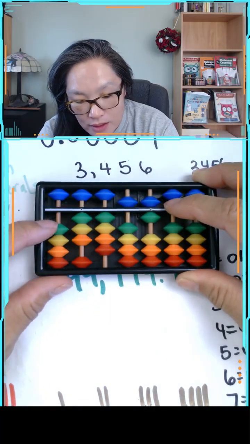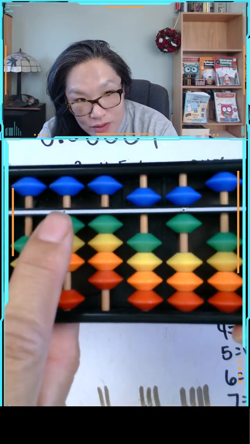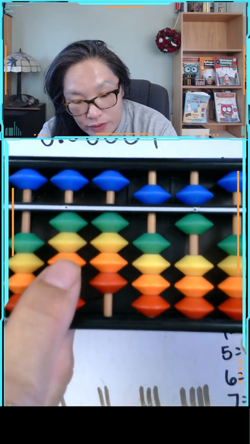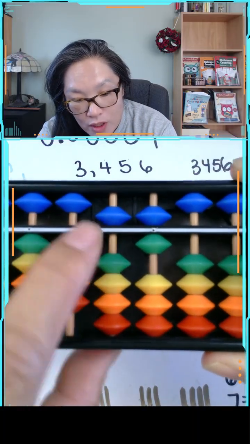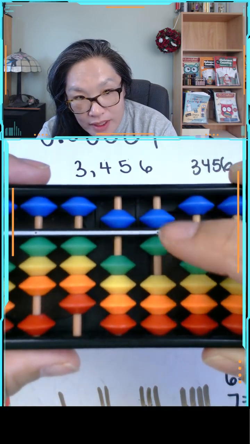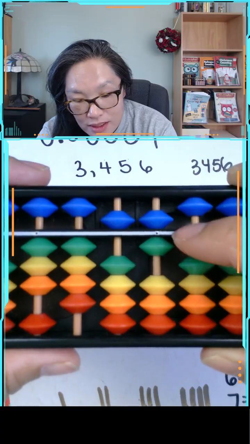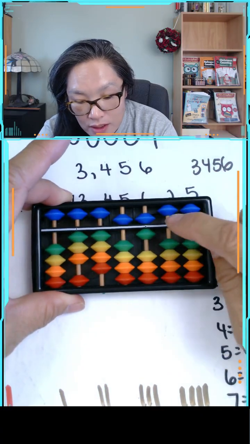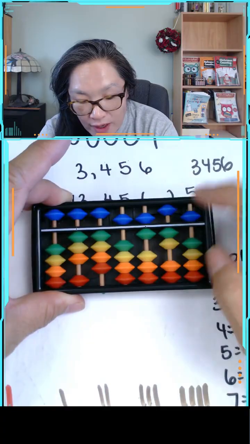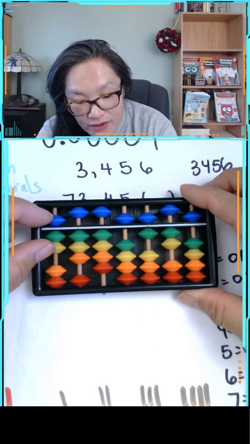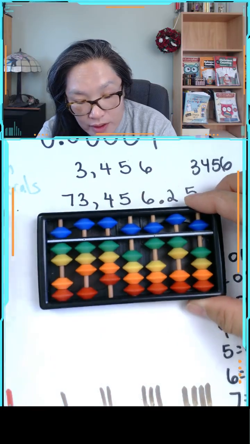3,456. That's what that is. So we have our thousands. The thousands has the marker. We have the 3. 1, 2, 3. We have 4. 1, 2, 3, 4. We have the 5. 5 is the top bead, and then this is the 6. 5 plus 1 is 6, and then we have our dot. Our dot, right, is our decimal. It'd be 25. Oh, I forgot the 73. So 73,000. I'm sorry, here we go.